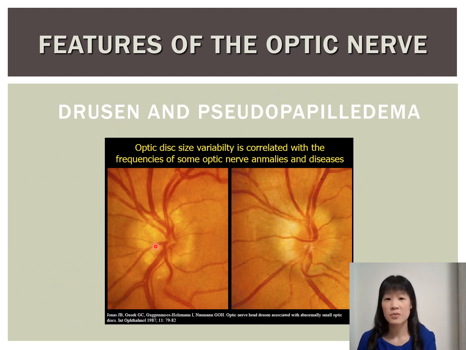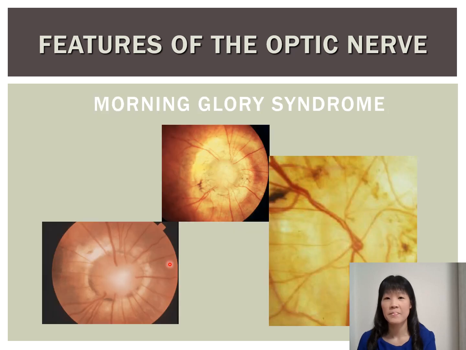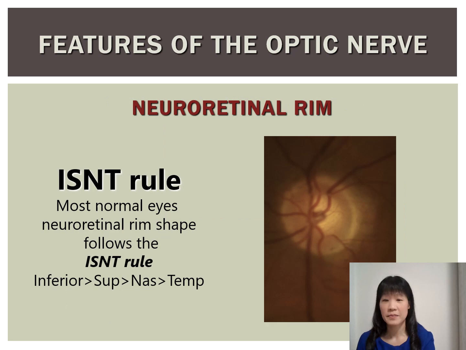So here you can see smaller discs with drusen. You see it looks really small, the disc diameter. Morning glory, this looks really big. So if we take our micrometer and measure the disc diameter, it would be pretty big. It would be more than 2.5 square millimeters and much more than 1.5 millimeter in diameter.